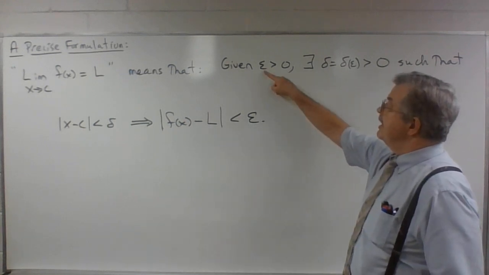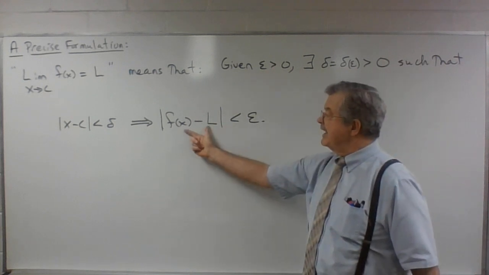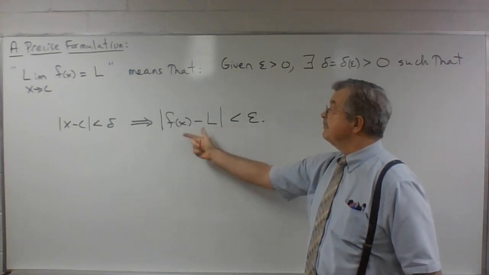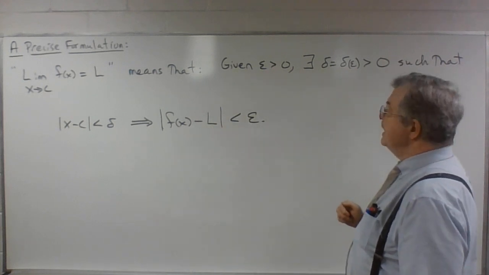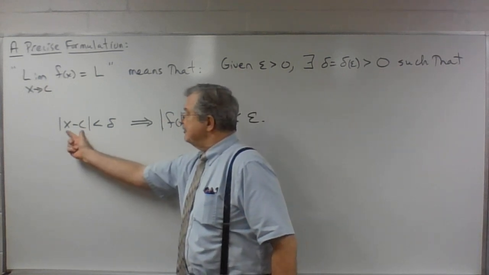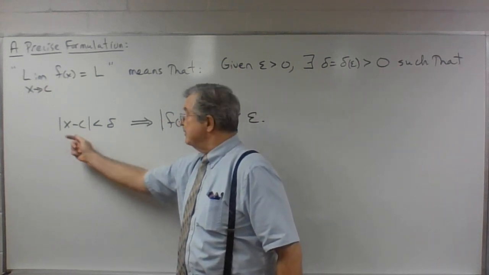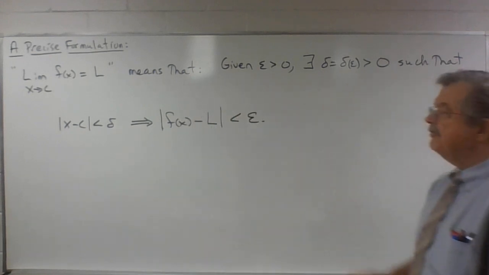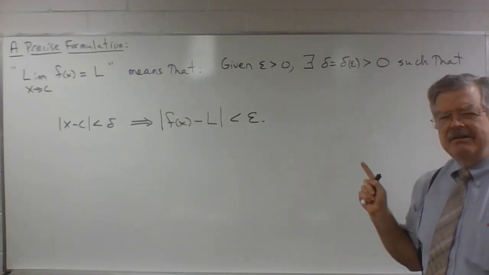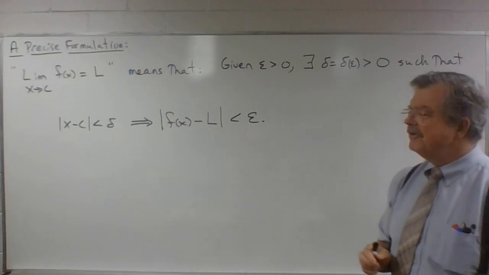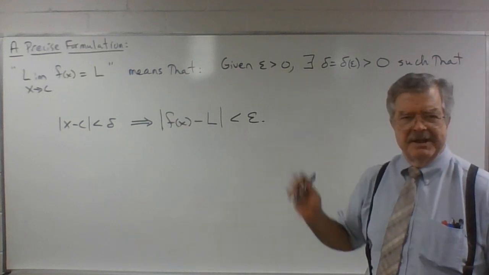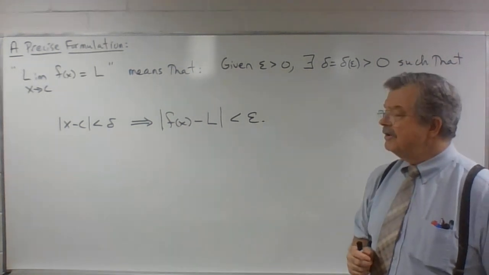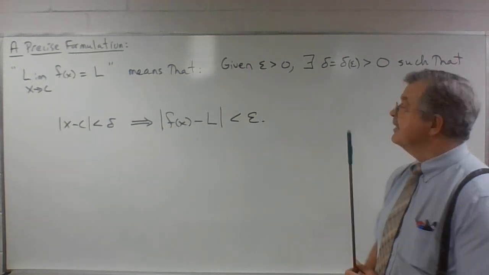So if this is how close we want f of x and L to be, then all we have to do is make x sufficiently close to c, less than delta. Now, there's something slightly wrong with this definition. I didn't want to put it in initially, but I'll call attention to it now.